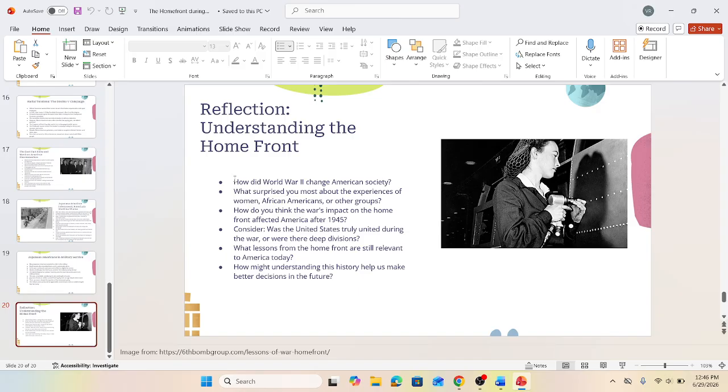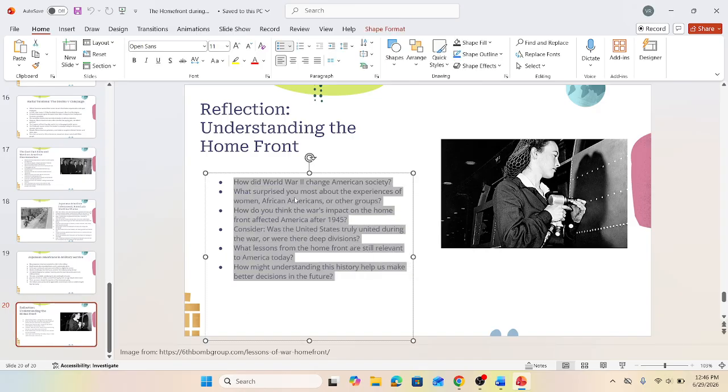So some reflection questions to think about. How did World War II change American society? What surprised you most about the experience of women, African Americans, or other groups, Mexican Americans, Japanese Americans? How do you think the war impacted the home front? How do you think the war's impact on the home front affected America after the war ended?